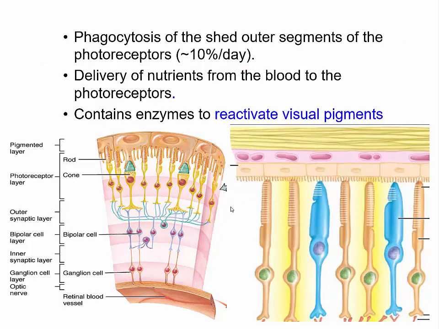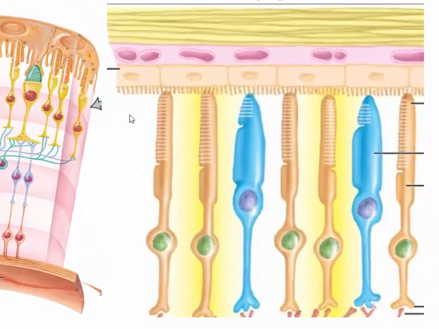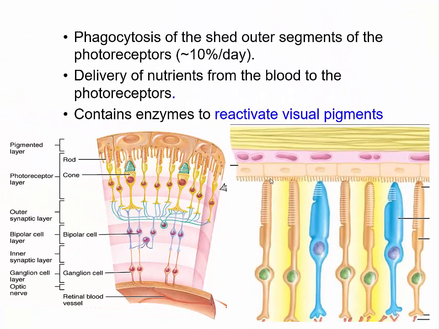Well, in addition to synthesizing melanin to absorb stray light, that pigment epithelium also functions to phagocytose the shed outer segments of the photoreceptors. Shown here, you're going to see that these photoreceptors have these discs that have photopigments in them, and these discs get continually produced here at the cell body of the photoreceptor, and then those discs are going to be pushed out into this pigment epithelium. Well, the pigment epithelium is going to degrade or phagocytose these old discs as new ones are formed here near the cell body. The older ones are going to be phagocytosed here, and they phagocytose about 10% of these discs per day. The pigment epithelium also delivers nutrients and blood to these photoreceptors.